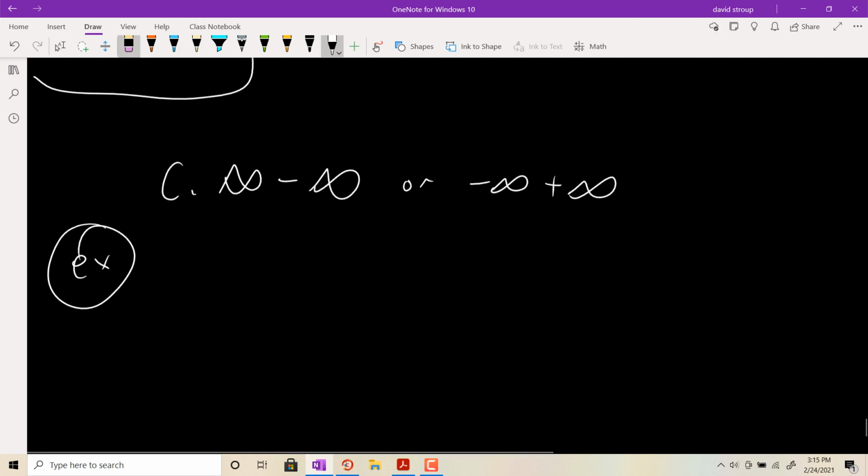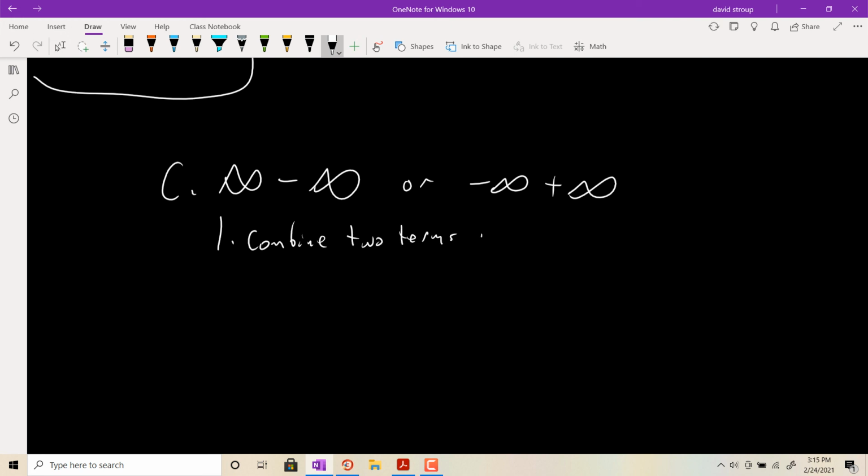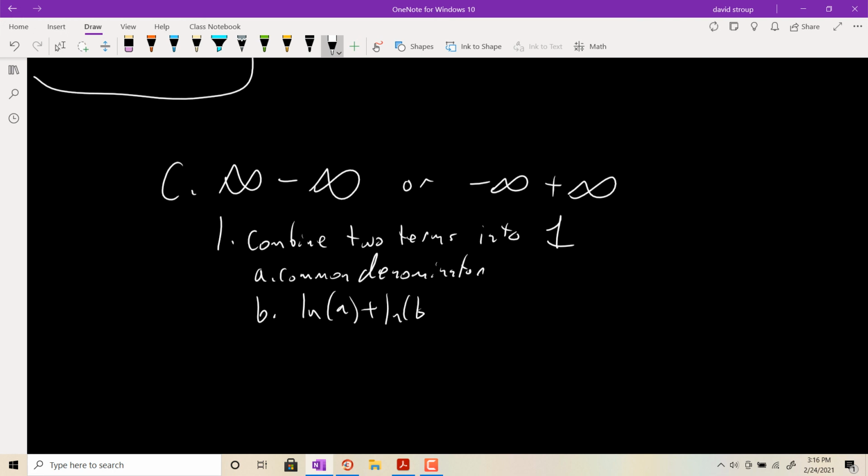And usually the trick is to just combine the two terms into one term. So maybe I should write that. Combine two terms into one. You have all kinds of ways to do that. Find a common denominator. What else? Use natural log rules. So ln of a plus ln of b equals ln of a times b. So you've got a couple tricks up your sleeves. Once you do that, you can just use L'Hopital's.